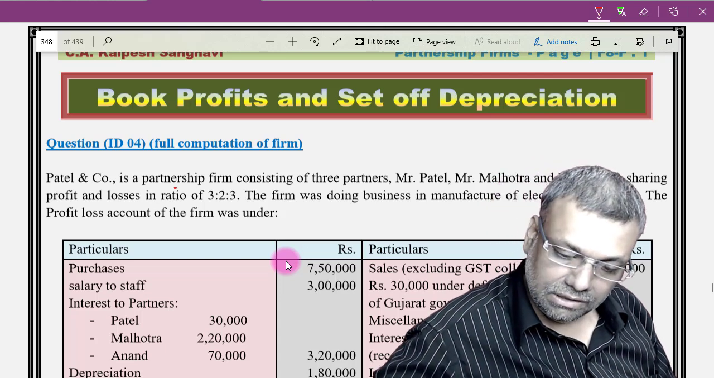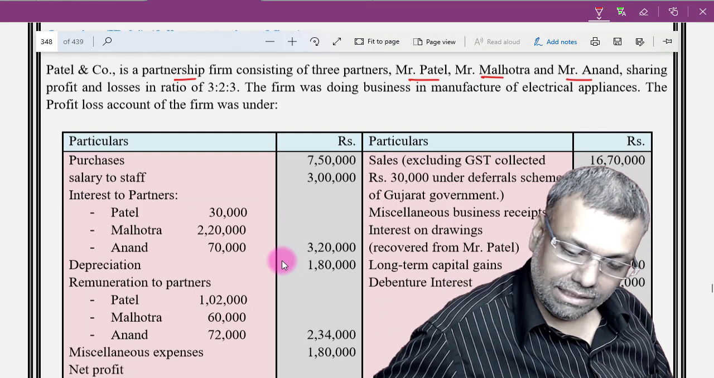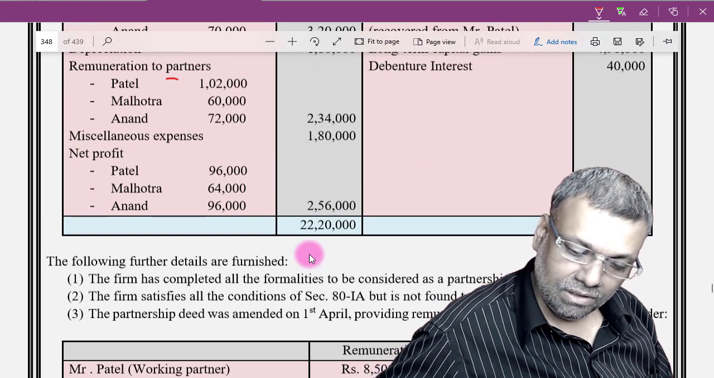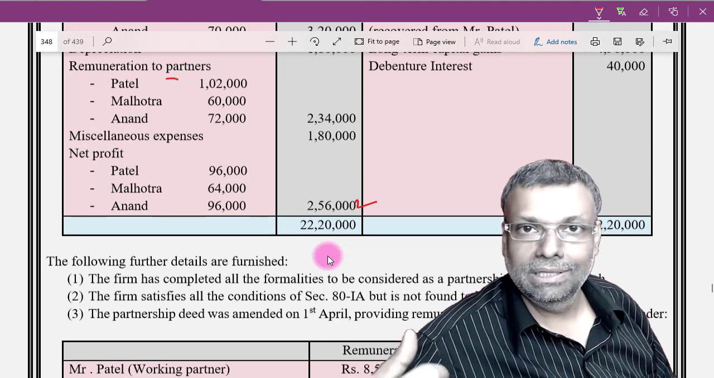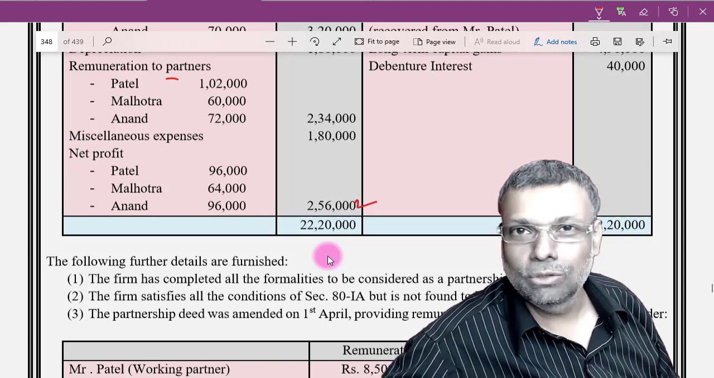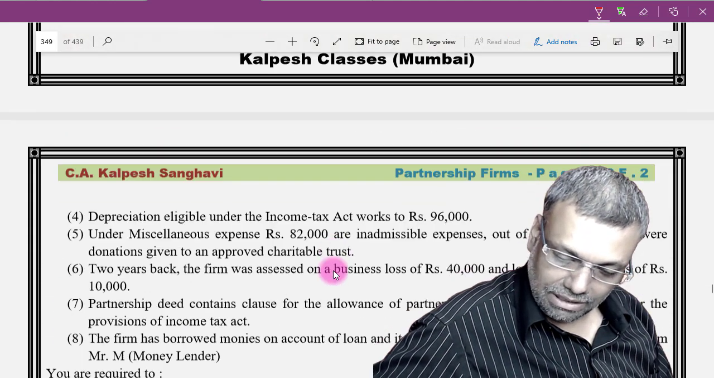First of all, this is a partnership firm with 3 partners. All the partners' data is given: interest, remuneration, everything, and profit as per P&L. So you can start straight away with profit as per P&L, add total interest, total remuneration, and all other adjustments. That way it's a routine question. It's not a very difficult question, but that concept is what I want to come to.